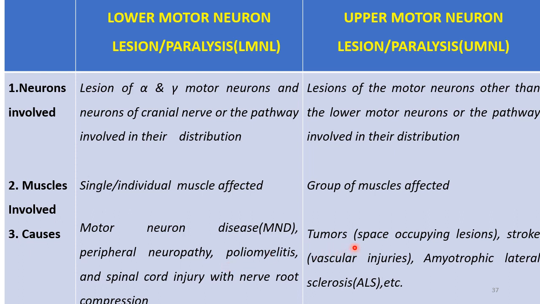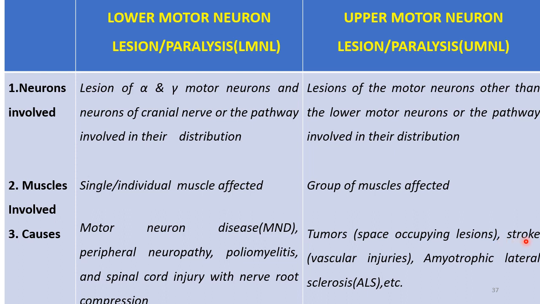In the case of upper motor neuron lesion, again any condition which damages these neurons or disrupts the pathway of these neurons will lead to upper motor neuron lesion. So what are the common important causes? Tumors. Whenever there is any tumor present in the brain, it may not directly damage your neuron, but it becomes a space occupying lesion, because there is a fixed space in your cranial cavity, and these tumors take up the space of the neurons and may compress the neurons, so these are known as space occupying lesions.